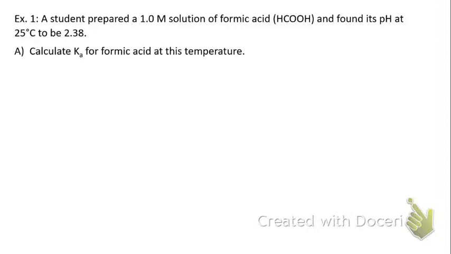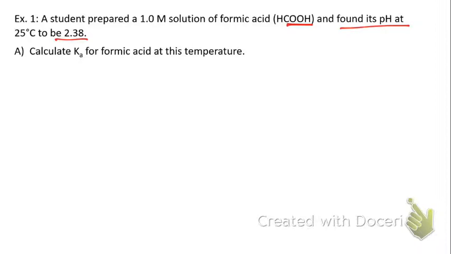So the first one is: a student prepared a 1 molar solution of formic acid, and you'll see the formic acid has that carboxylic acid group to it. And what you want to do is find the pH of this 1 molar formic acid solution. Actually, they give you the pH. So the pH was found to be 2.38 for the formic acid. Now, you should understand something about pHs of weak acids.